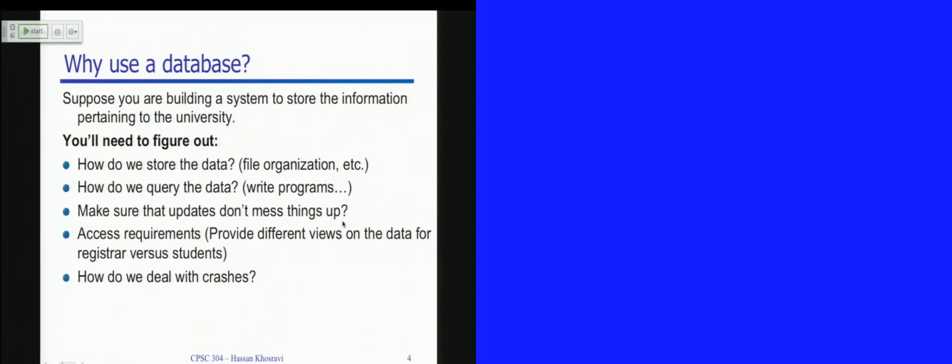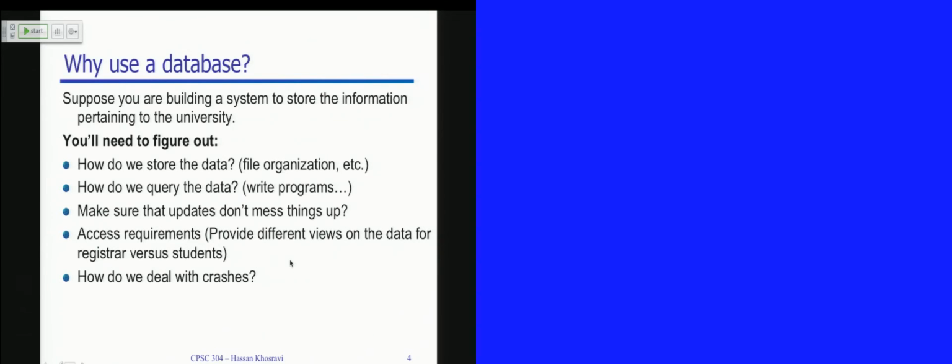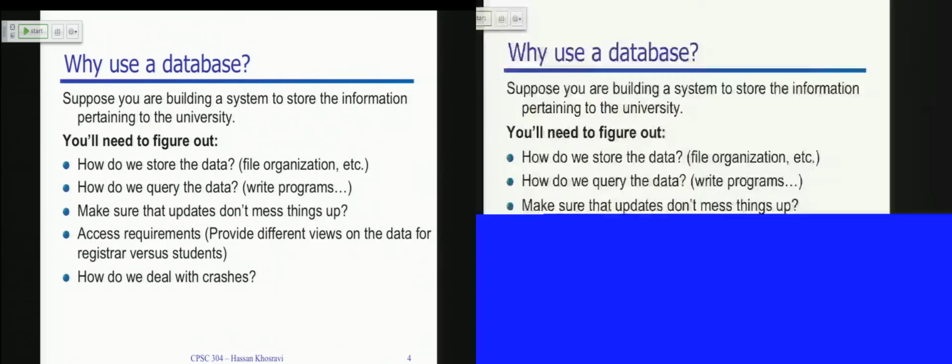Access requirements provide different views on data and who has access to what. And how do we deal with crashes? How many of you have had a computer that has crashed on you? Yeah, we all really love to write software that doesn't crash, but unfortunately it's an undeniable fact that it's going to crash at some point.